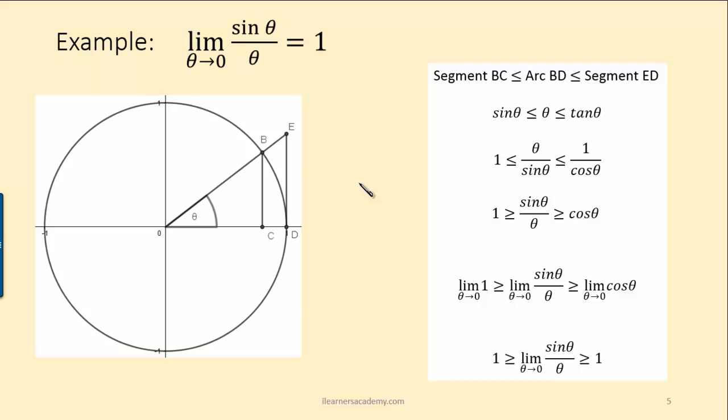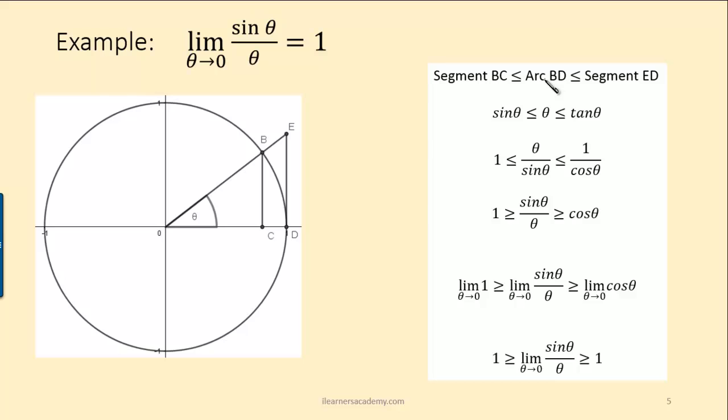However, let's also approach this problem using the theorem we just looked at. So let's just write out what we have here. The segment BC is going to be less than or equal to this arc BD. That should be very clear. And of course, this arc BD has to be less than or equal to the segment ED. Remember, we'll be making this angle smaller and smaller and bringing it very, very close to 0. This segment BC, as we have just stated, is the sine of the angle.